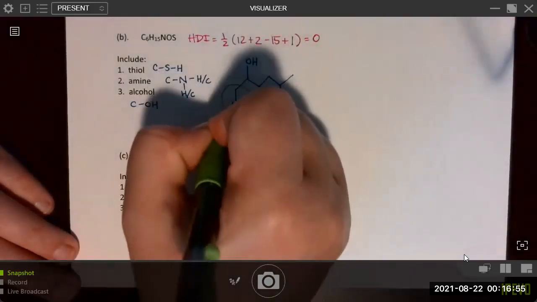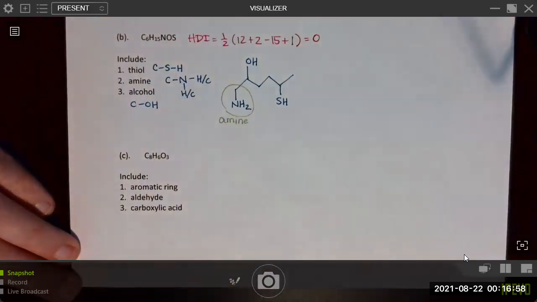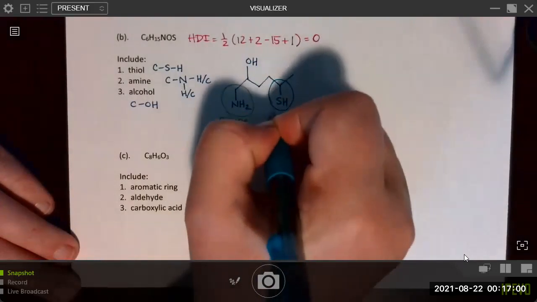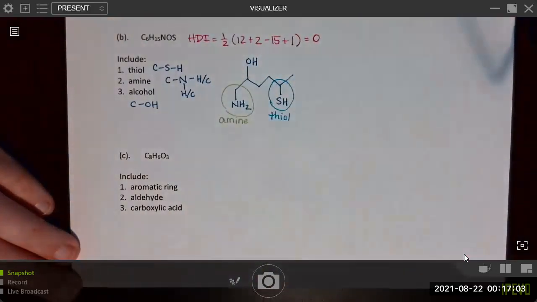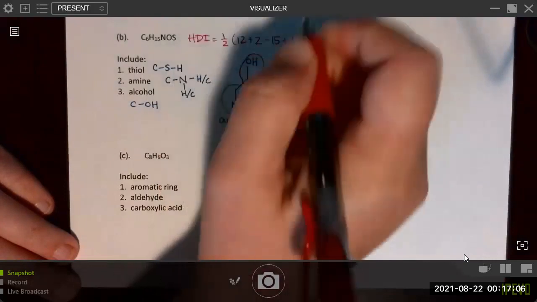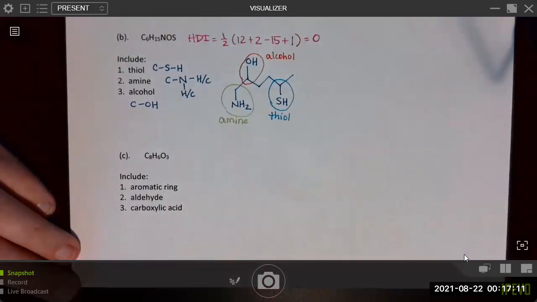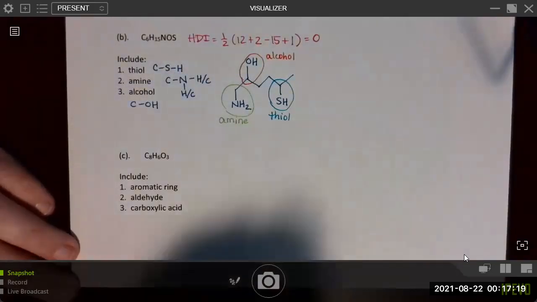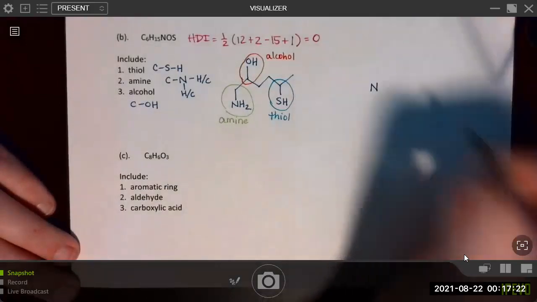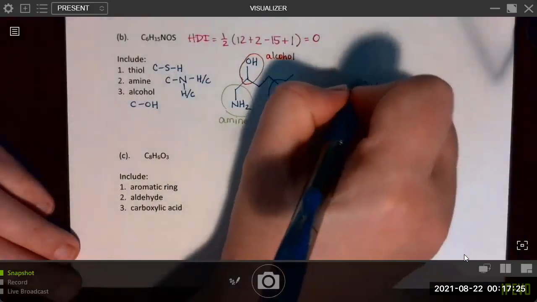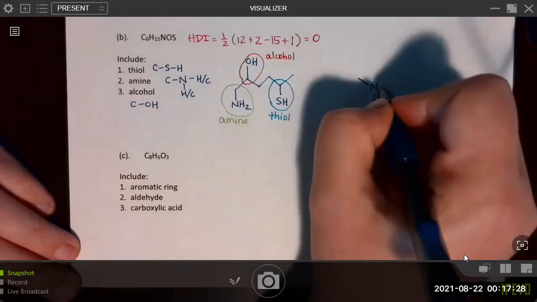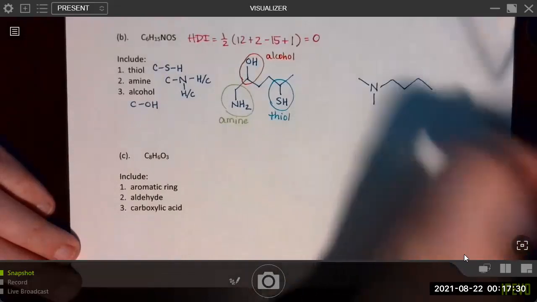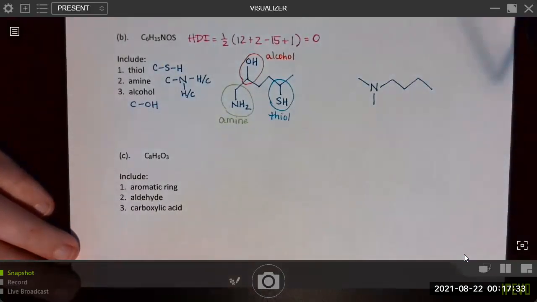We have an amine, we have a thiol, and we have an alcohol. Of course, you would want to double check that it matches the formula. Especially with the amine, because that one could have multiple carbons. So if we start with the nitrogen, what if the carbons are attached to it? So look at these: 1, 2, 3, 4, 5. You get something like that for 6 carbons.